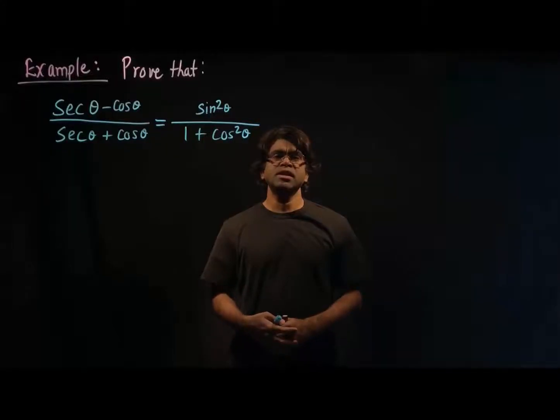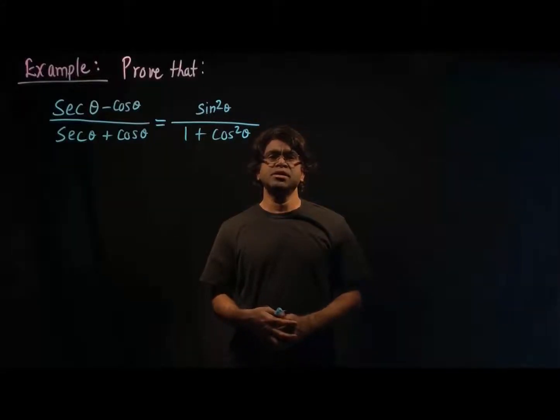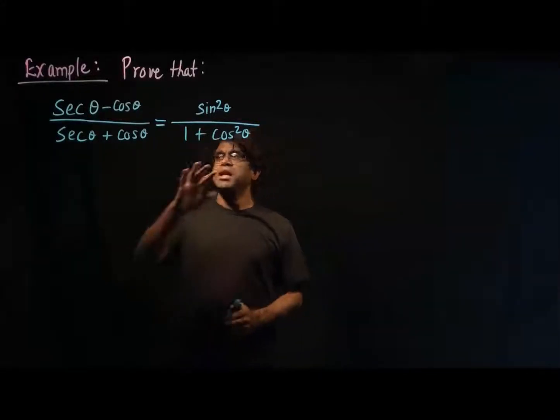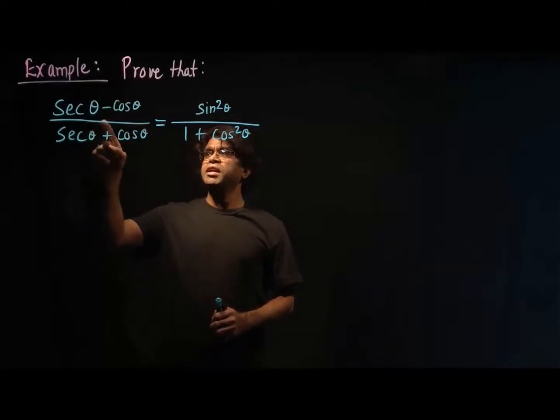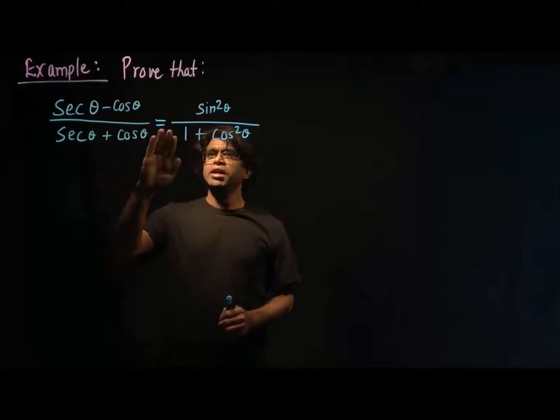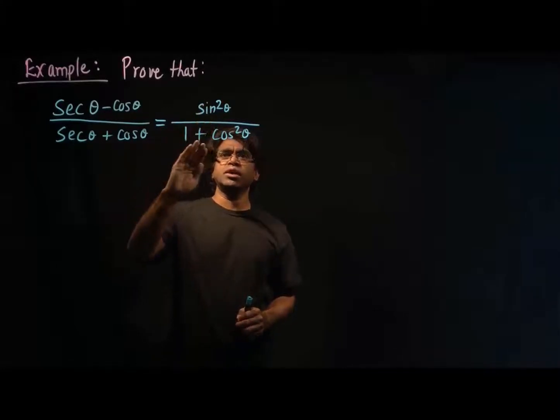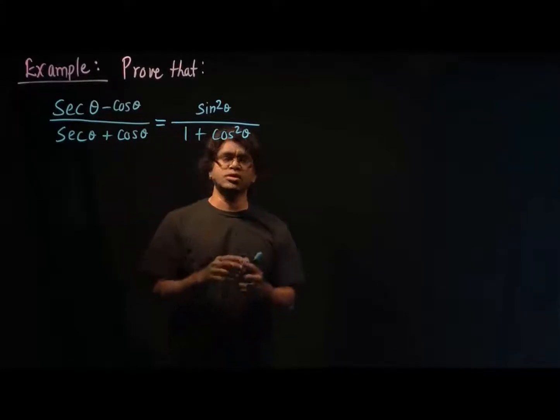Let's talk about another example of trigonometric identities. As you can see, my example is: prove that (secant theta minus cosine theta) over (secant theta plus cosine theta) is equal to sine square theta over 1 plus cosine square theta.